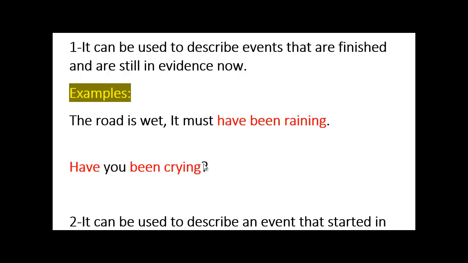Have you been crying? It's a question here. Have, and then the subject, and then been, and then crying. Because I can see tears on your cheeks. Because I can see water on the road, it must have been raining. I can see tears on your cheek. Have you been crying? I'm asking you. You got that? Good. That's evidence.